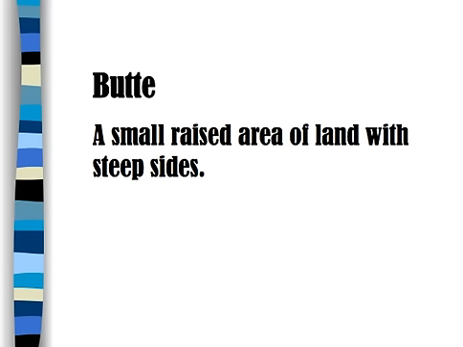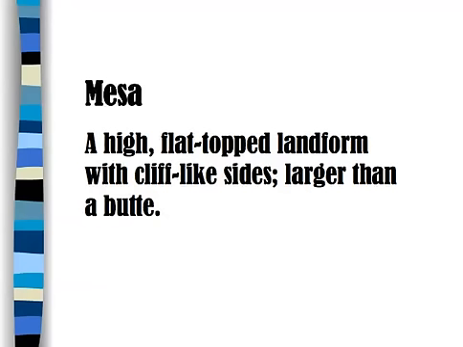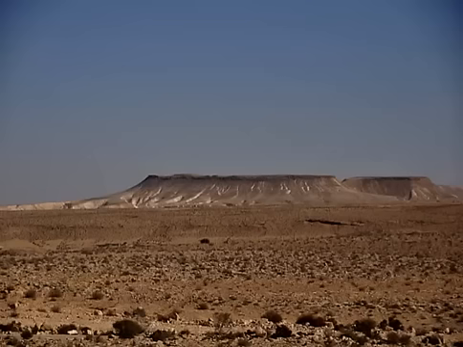Now, a butte is not to be confused with this. Do you know what this is? Some might say it's a butte, but it's not. This is a mesa. Now, a mesa is a high, flat-topped landform, so it's very high, with cliff-like sides, and it's usually larger than a butte. It is much larger than a butte. Notice the size difference between this and that.